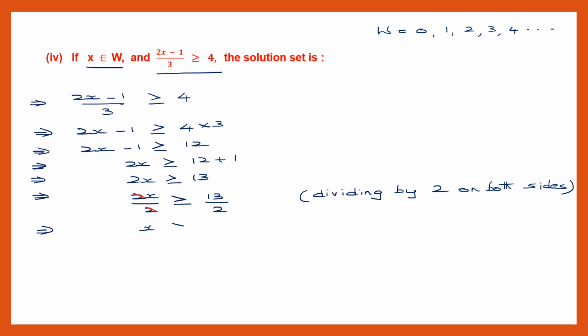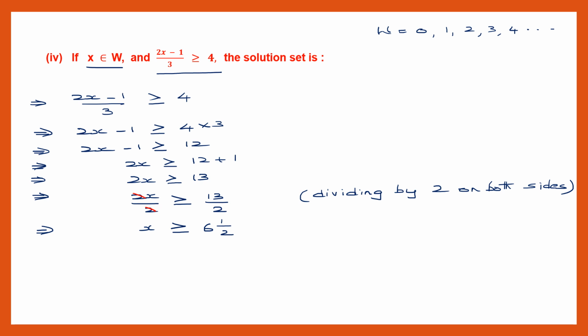X is greater than or equal to, now 13 by 2. That is 2 sixes are 12, 1 by 2. So it's greater than or equal to 6, 1 by 2. So all numbers more than 6, starting from 6, we can't include 6 because it says more than 6.5. Okay, so we have all our whole numbers here.